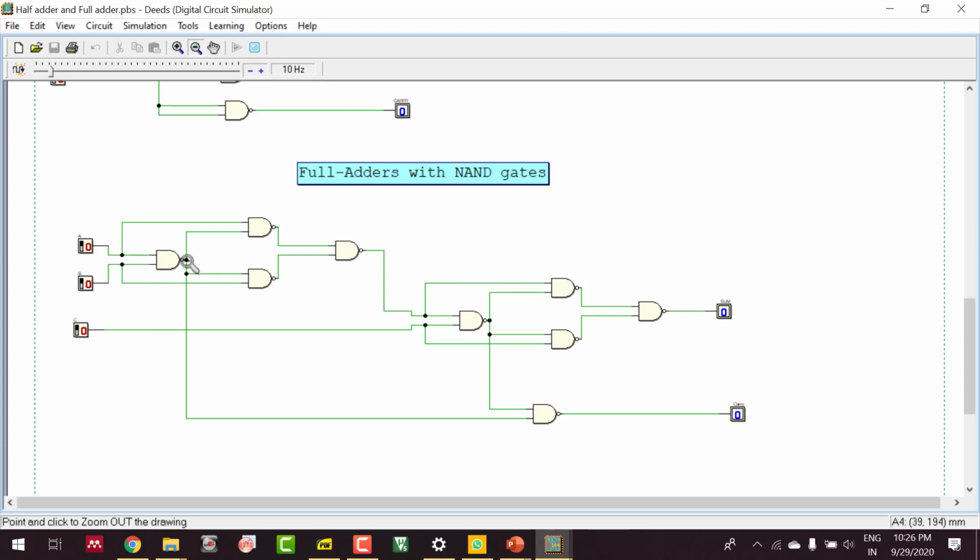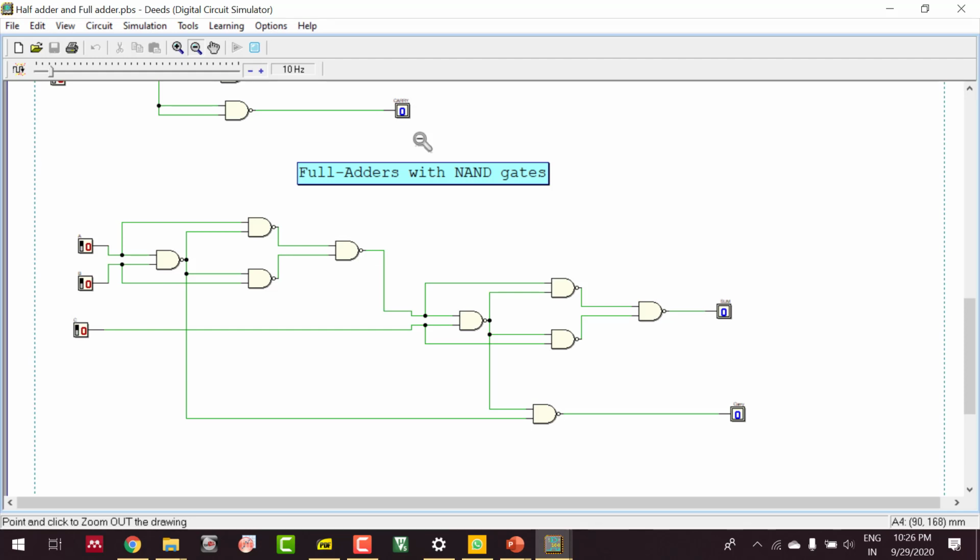And if you look here, this is (AB) bar. It is coming here, and it is nothing but C into (A exclusive-OR B) whole bar. When I take one more complement here, it will be AB plus C into (A XOR B). So you are going to get the carry here and the sum here.